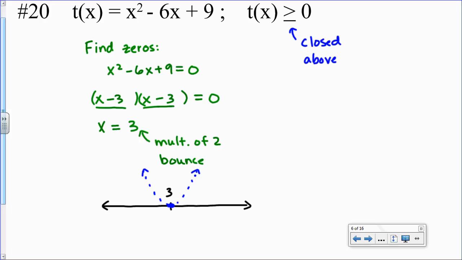So we want the part that's above the x-axis, which is what? Yeah. So all of this and all of this, and it's greater than or equal to, so I can count my 3. So that's everything, all real numbers, which is negative infinity to positive infinity.